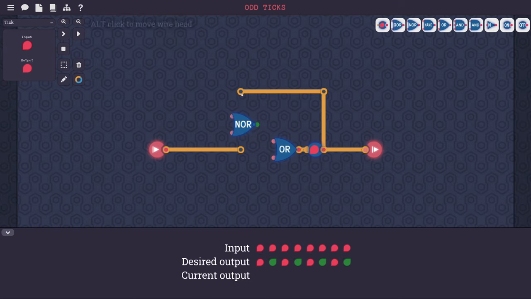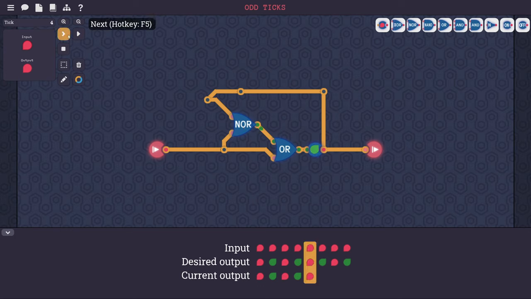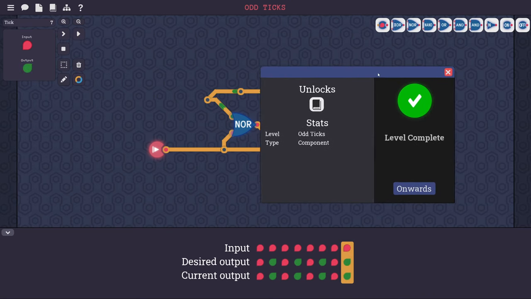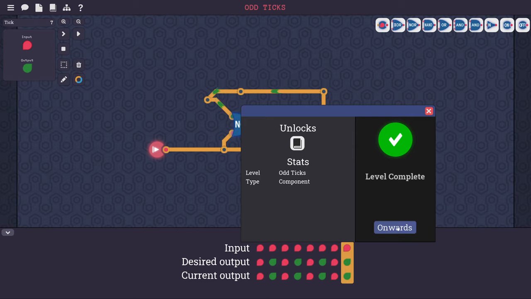Let's back this up a little bit here. What I think this will do is this will start low. It'll go through the OR gate. Oh, this is going to be high to start. I don't know if that's going to work then. Oh, wait, no, that is working. Okay. Good. Right, unlocked circular recipes, odd ticks.